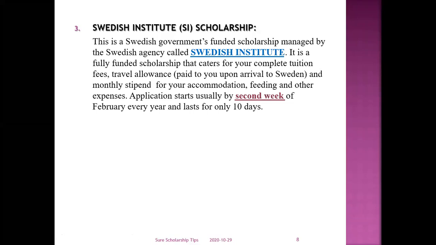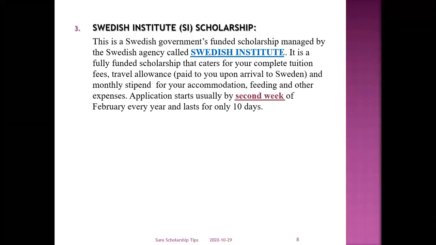Then this SI scholarship is handled by Swedish Institute. These two bodies are distinct, they are separate bodies. So the university admissions is different from Swedish Institute. If you have any question pertaining to admissions, you have to relate it to university admissions. If you have any question pertaining to Swedish Institute scholarship, you have to direct it to Swedish Institute. So that is it. This SI scholarship is a fully funded scholarship that caters for your complete tuition fees.